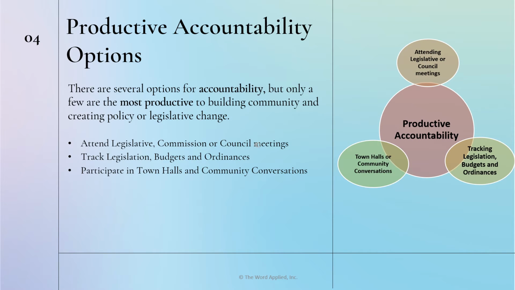So here are a couple of options for what I call productive accountability. One of them is attending legislative, commission, or council meetings. You can do that by signing up to know when the meetings are. You can ask to be on the agenda to speak. You can also submit information to your city councils, your county commissions, or the legislators that represent you. You can go to committee hearings and things like that. It's important to understand what these individuals can actually do.